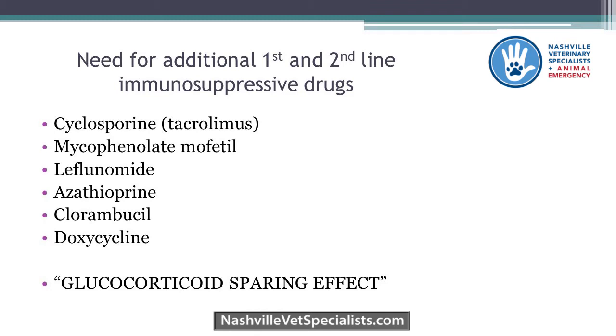So cyclosporine, maybe the most common other immunosuppressive drug that we use. Mycophenolate, leflunomide, azathioprine, chlorambucil, doxy. We'll talk about all of them, some of them a little bit more than others. The idea is to get this glucocorticoid sparing effect so we can achieve those goals.